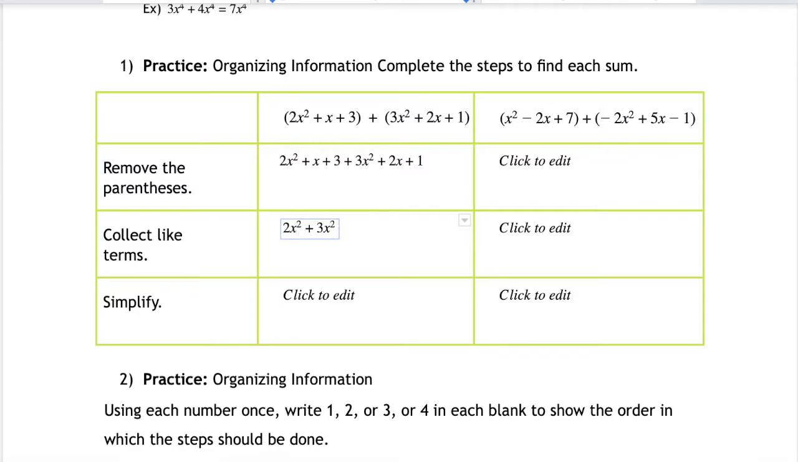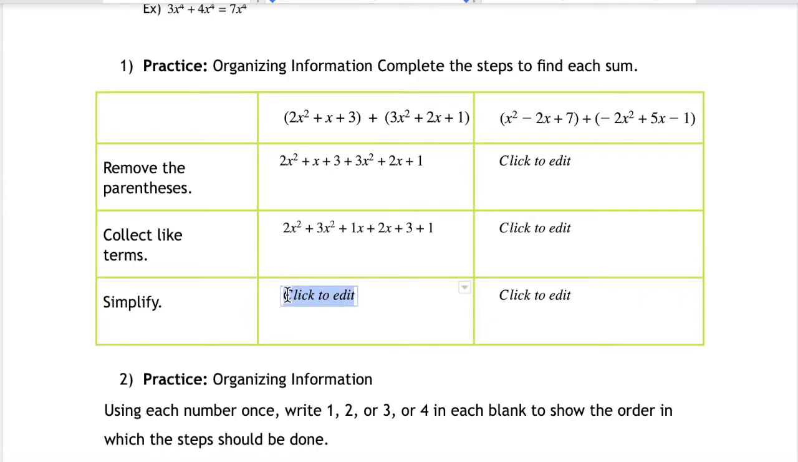And then I have x and 2x. Those are my like terms. Before I go forward, I just want to remind myself that whenever I have an x, my coefficient is actually 1, so I'm going to put a 1 in front just to remind myself. And then my final like terms are my constants, which are just regular numbers. I see that I have a 3 and a 1 here, so those are the like terms I collect. Now I'm just going to combine them.